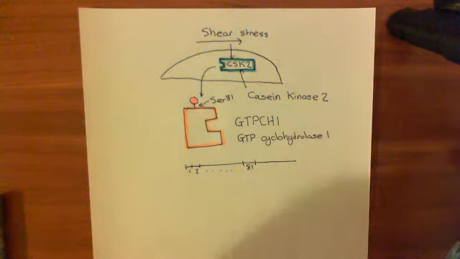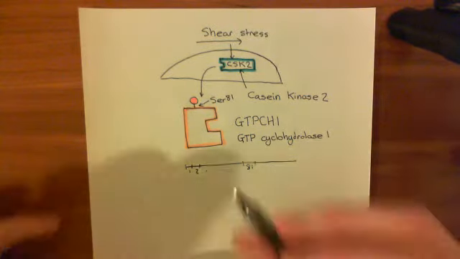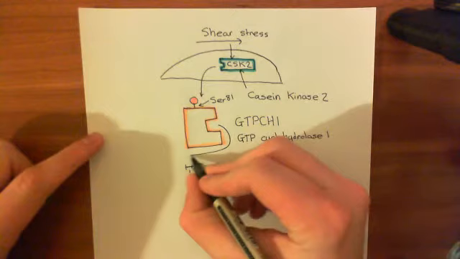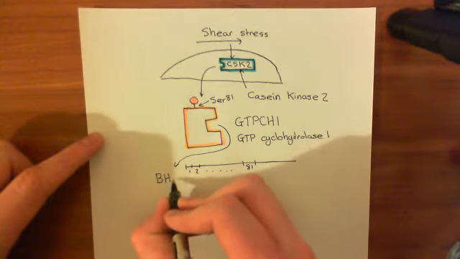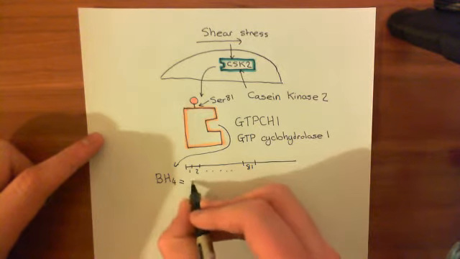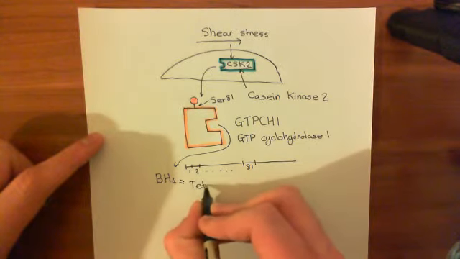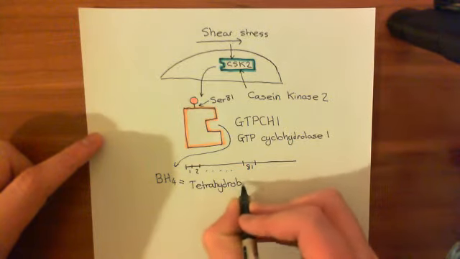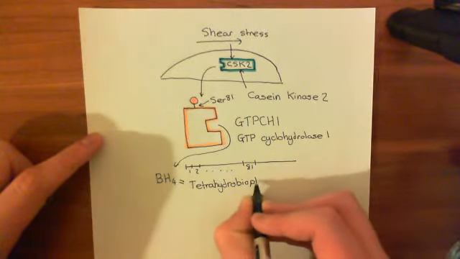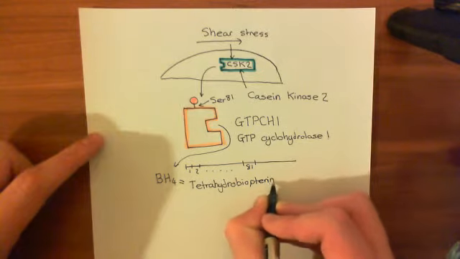Now, what does the GTP cyclohydrolase 1 enzyme do? Well, basically, it produces tetrahydrobiopterin. So it's going to produce this BH4 cofactor here, which is tetrahydrobiopterin.